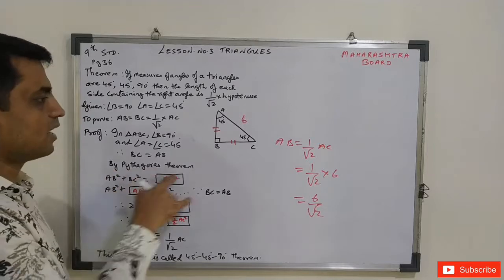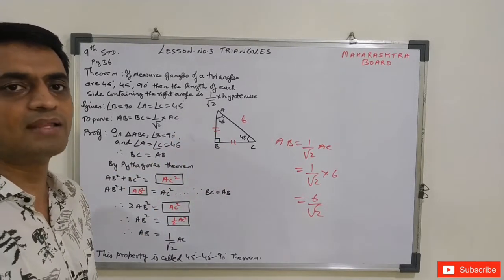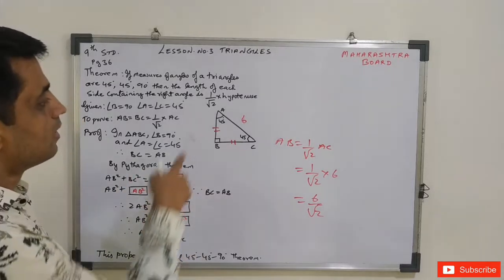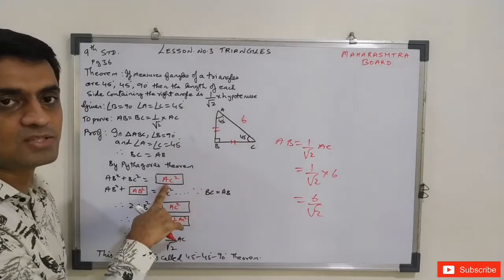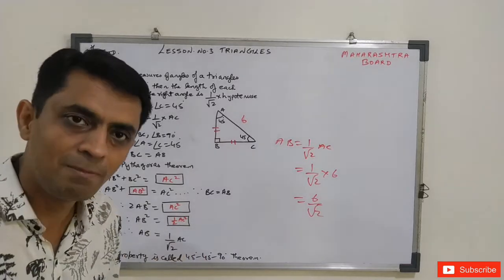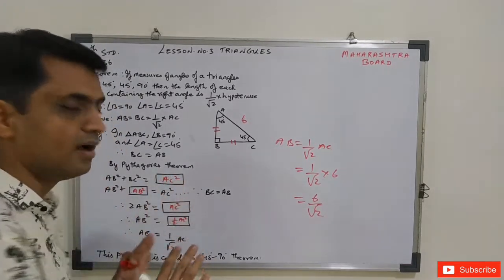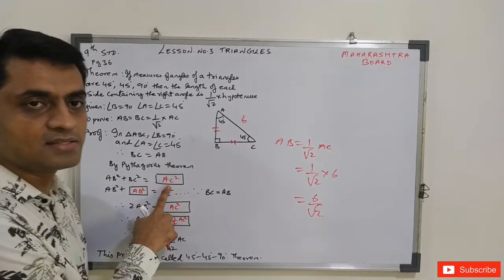Now, by Pythagoras, since it is a 90 degree triangle, we can use the Pythagoras theorem. Now what does the Pythagoras theorem say? AB square plus BC square is equal to what? AC square. Now I have written this in red. Why does the red mean what? Blanks. It is given there in your textbook. They are the blanks, so I have written in the red pen. So AB square plus BC square is equal to AC square.